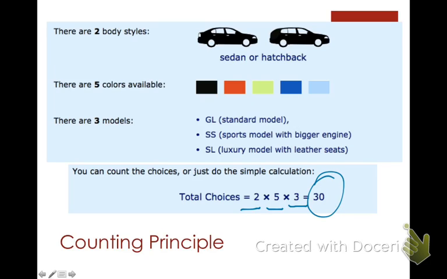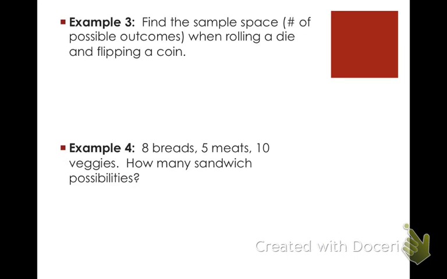And in our tree diagram, if we had counted up all those different ends of the branches, we would have seen that there are 30 different ways that we could order a new car. Now let's practice using the counting principle and finding sample space, which you know is the number of ways something can happen, or the number of possible outcomes. So example 3 says find the sample space when rolling a die and flipping a coin.